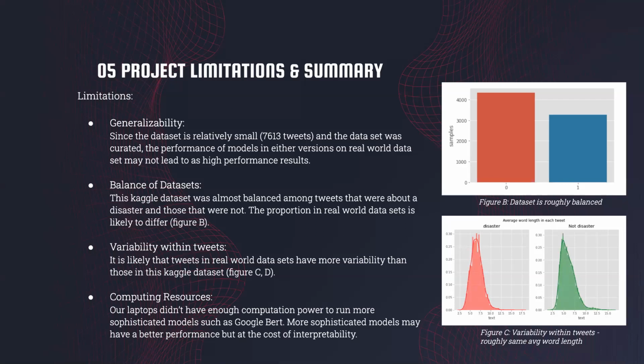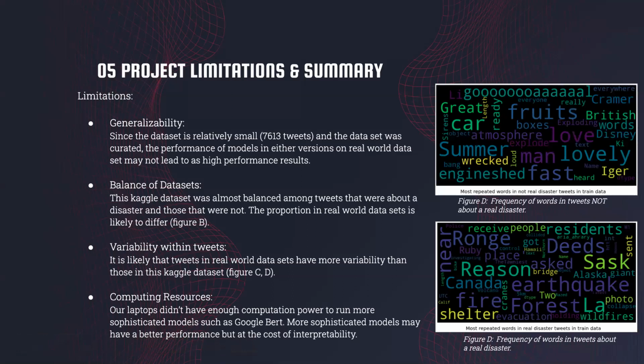Another thing to note is the variability within tweets. We see that in the data set that we used, the average word length, for example, was pretty much the same for both tweets that were about natural disasters versus those that weren't. We also see, for example, the frequency of words in tweets that were about disaster versus those that were not. We see this is the distribution, as you can see in figure Z. But of course, in real world data sets, this frequency and variability of the words used will be different.